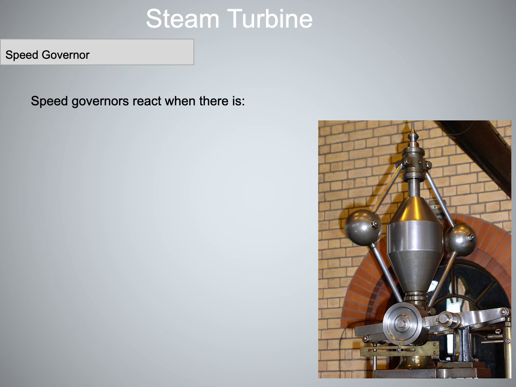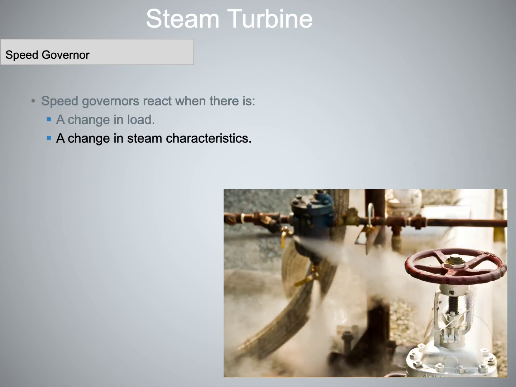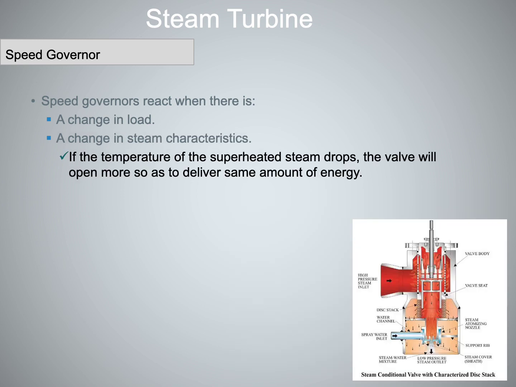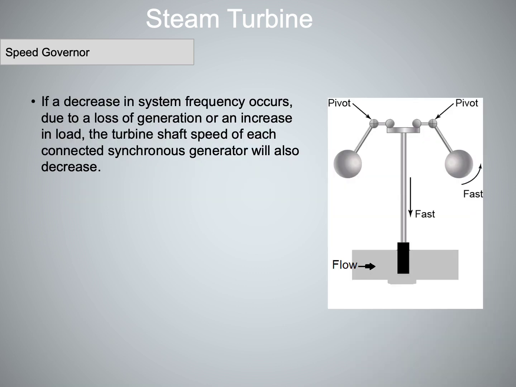Speed governors react when there is a change in load, a change in steam characteristics. If the temperature of the superheated steam drops, the valve will open more so as to deliver the same amount of energy. Similarly, if the pressure of the steam drops, then the valve will open more. If a decrease in system frequency occurs, due to a loss of generation or an increase in load, the turbine shaft speed of each connected synchronous generator will also decrease.